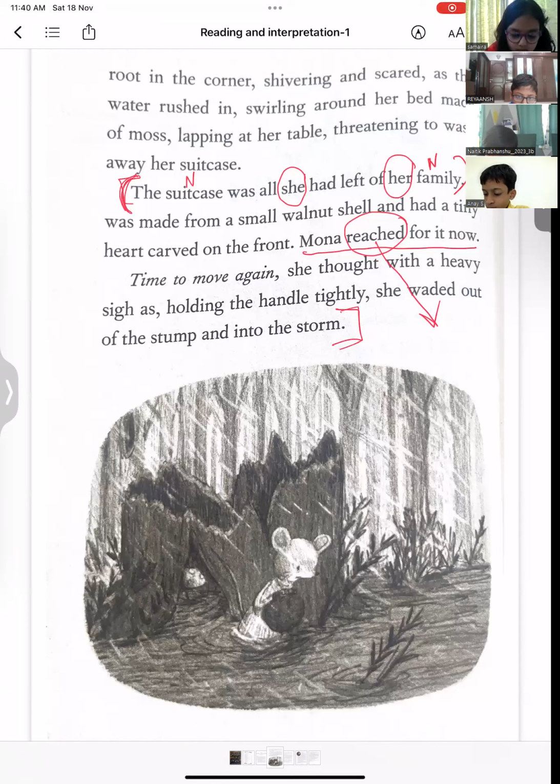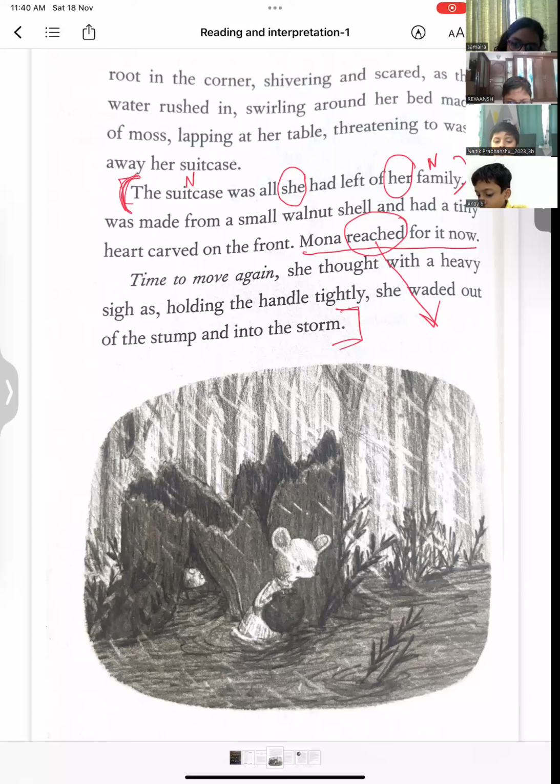Now, when you are doing creative writing, children, it is up to you what you want to describe. You can even describe a small object that you're too fond of. So here, Mona the mouse is fond of her suitcase, and so she is describing it. The suitcase was all she had left of her family. It was made from a small walnut shell and had a tiny heart carved on the front. Mona reached for it now.